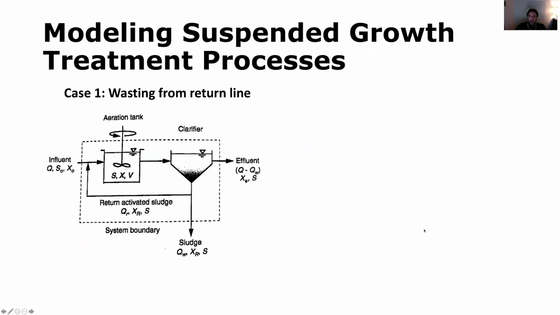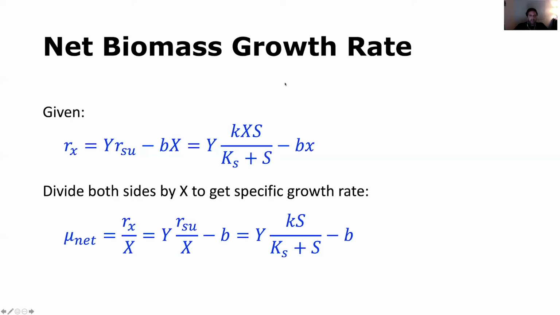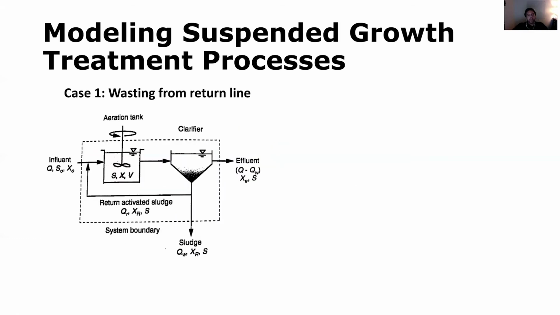All right, again, we're going to come back to those equations. So again, modeling suspended growth treatment processes. With that preliminary knowledge and mathematical definitions for biomass growth and substrate utilization rates, the next step to model suspended growth treatment processes is to utilize a mass balance approach.